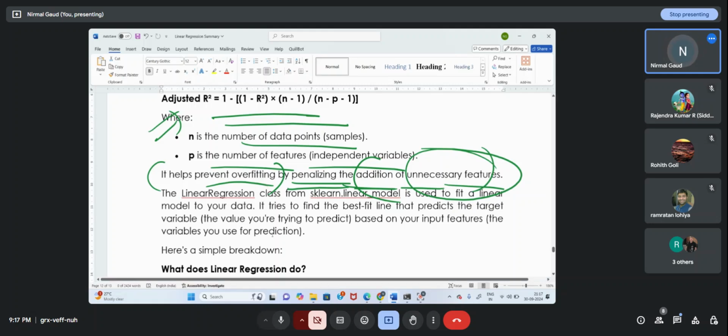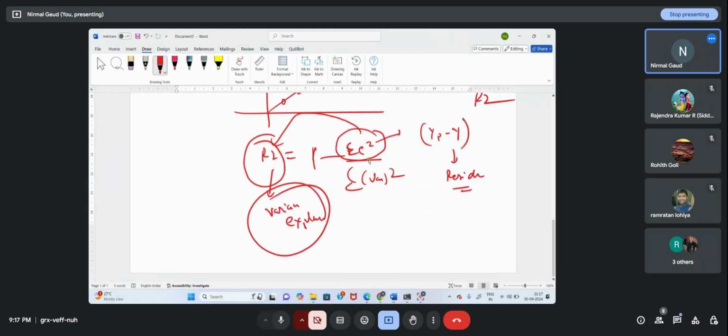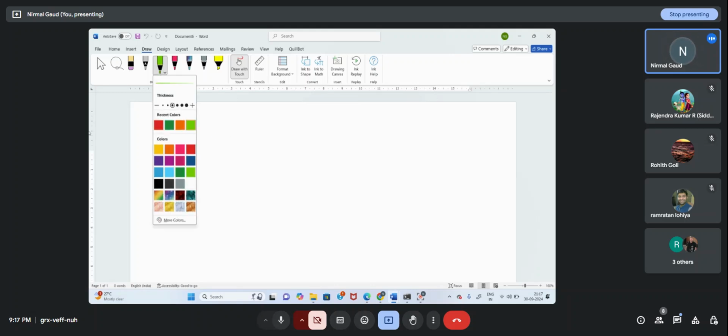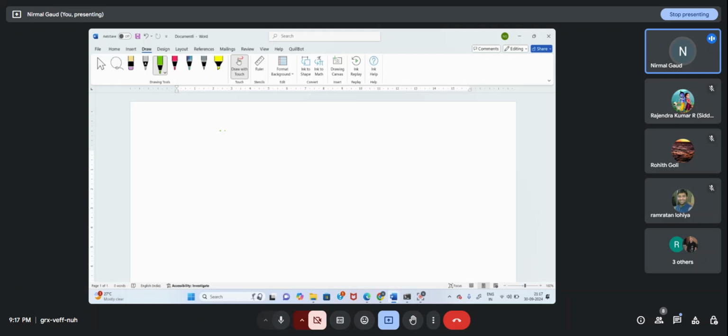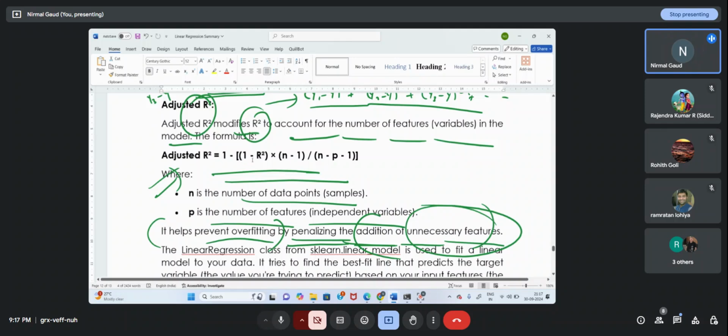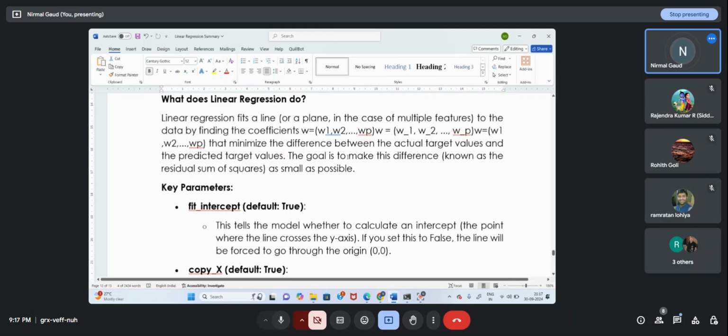Okay, because it may happen that you are getting high scores, and that may be due to features which are giving you overfitting, that means correlated, collinear features are present in the data. So your model is overfitted, and you are getting a high score. So you have to adjust the R2, and this is how you can adjust it according to this formula: 1 minus (1 minus R2) into (n minus 1) divided by (n minus p minus 1). Okay, that's what you can do.